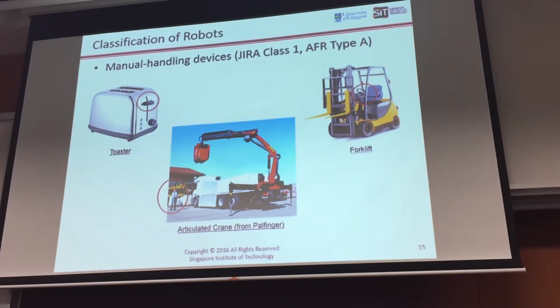Correct, but you look at the heading, right? It's manual handling devices. So the device is very broad. It's not saying robots. That's why the toaster is there, for your info. You need to look at the classification, how they classify it.